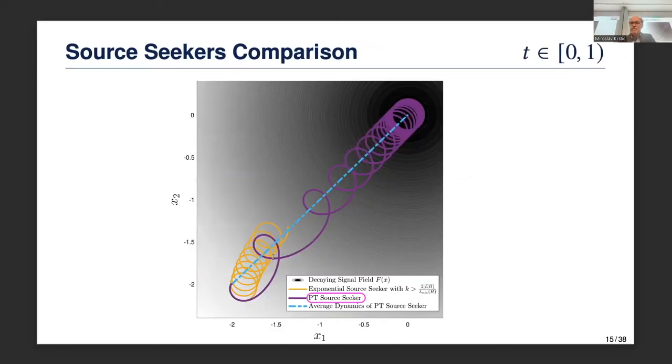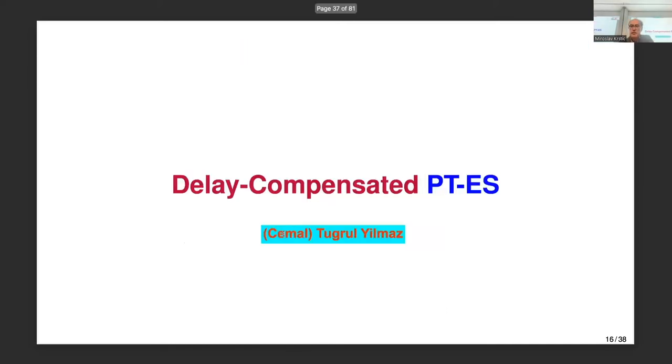A comparison in the simulations between the exponential source seeker and this accelerated prescribed time source seeker are shown in here. The two trajectories in orange or ochre or yellow, and the one in purple are over the same time interval. It's just that the prescribed time seeker gets much further and gets all the way to the source, while the exponential seeker is only making its way towards the source by the terminal time.